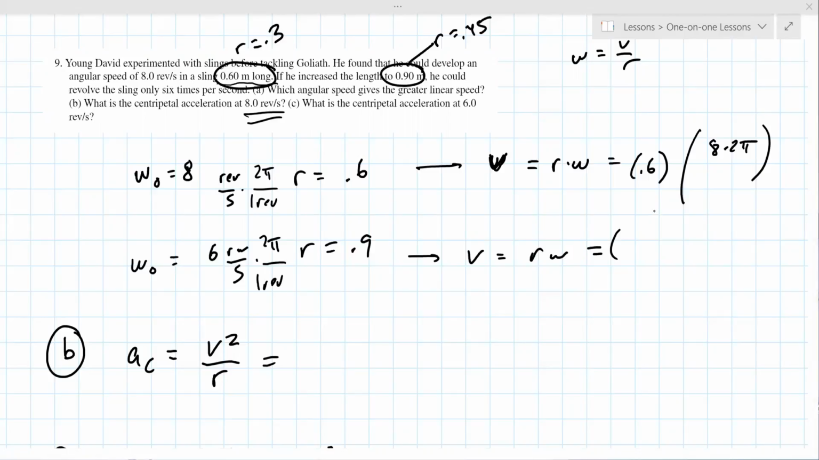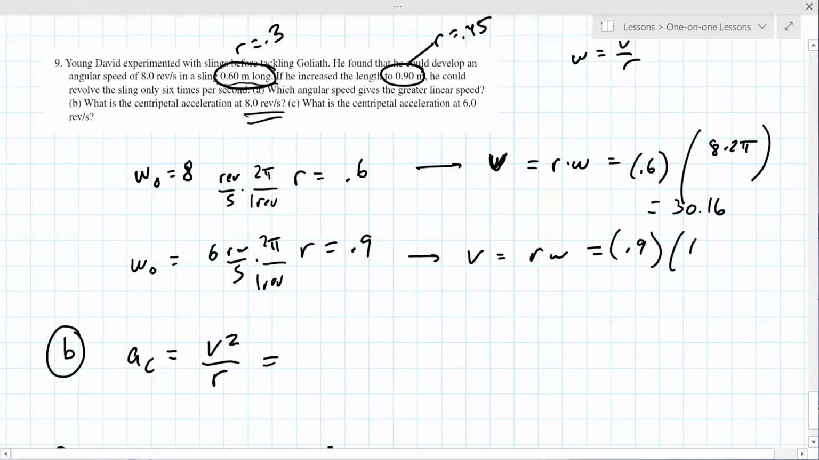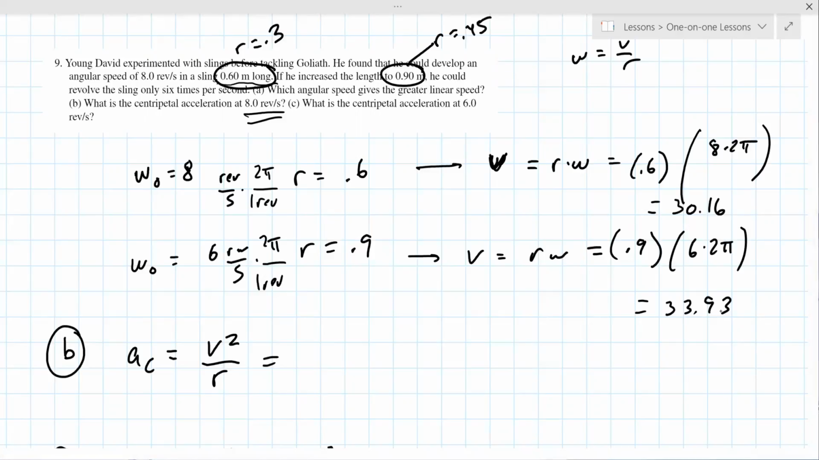Is that, I mean, you're getting something similar to that? Yeah, I got that. 30.16. Okay, and then the other one is 0.9 times 6 times 2 pi, which is 33.93. So now the centripetal acceleration is v squared over r.